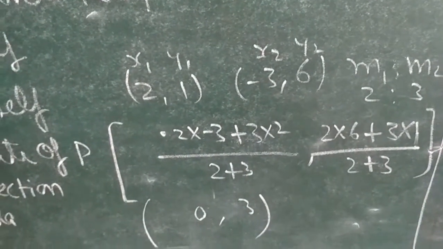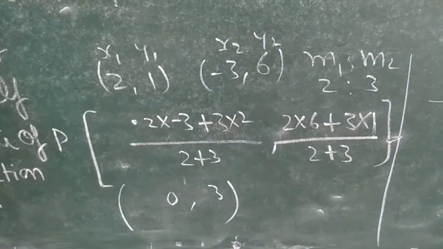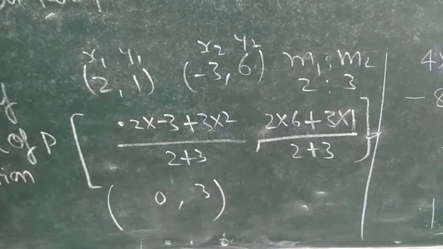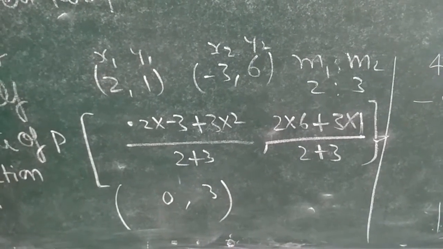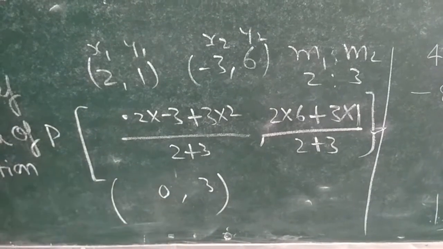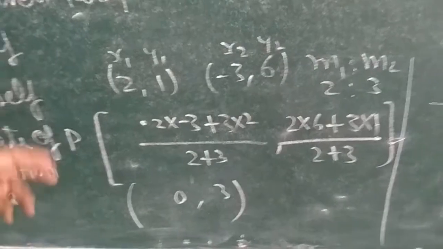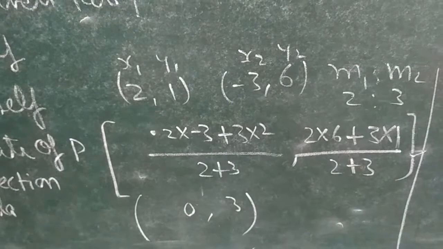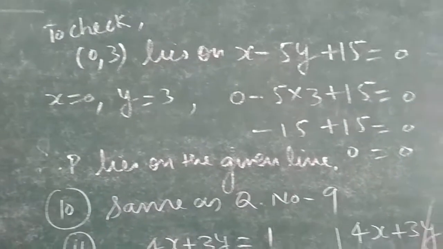So I am applying this formula, and after putting the values, all these values are given. Points are given: x1 y1, x2 y2, (2, 1), (3, 6), m1 m2 is 2:3. After putting these values in the formula, on solving we get (0, 3). This is the point, and we have to put these values in the given equation. That equation is x minus 5y plus 15 equal to 0, and we have to check whether this given point satisfies the equation or not.